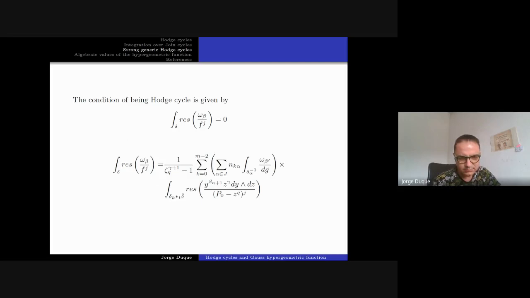Observe that this expression is independent of the polynomial p. This means it is independent of the parameter t. So if this expression is zero, this implies that this integral is zero. It is implied that this cycle is a Hodge cycle. Even more, since this expression does not depend on the parameter, if this is zero, this integral is zero, and this cycle is a generic Hodge cycle. So all this leads us to the following definition.